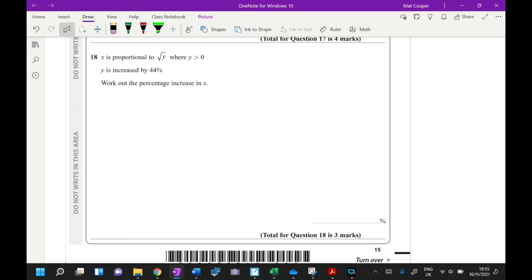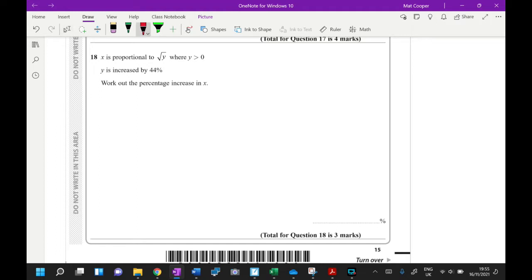Okay, so question 18 was a really tricky question. We're told that there are two quantities that are related. One's called y and one's called x. It appears to be y which is in control because y is affecting x. X is proportional to the square root of y.